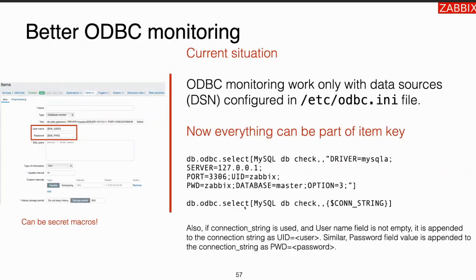ODBC monitoring is much better right now, so you don't have to pre-configure your data sources anymore in a local file like odbc.ini. Now basically all ODBC-related attributes can be part of the item key, like the port, the server IP address or DNS name, username, password, database, everything. It is very cool, especially given that we may now use secret macros, so our DB username and DB password are very secure. Everything can be part of the item key, which also means it can be part of the template. It can all be templated. We don't rely anymore on how our data source is configured in the odbc.ini file.